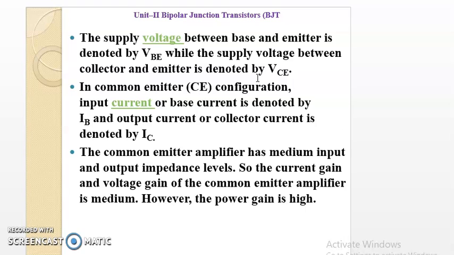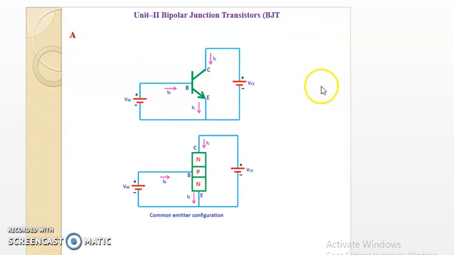Whereas the supply voltage between collector and emitter is denoted by what? VCE. I will show you in the figure. This one is VCE. Here it is written also VCE. VCE in the sense supply voltage between collector and the emitter. Yes, we have seen the supplied voltage between collector and emitter is denoted by VCE.